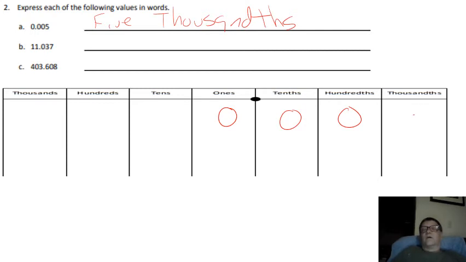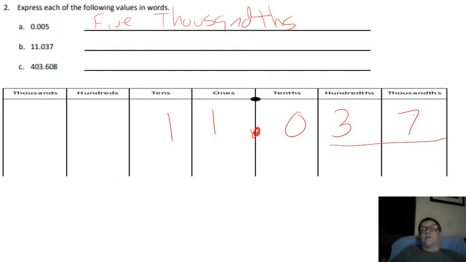Okay, let me clear our place value chart. Now the next one says 11 and. So I'm going to put this one in here. It's 11 and 037, and I can read that as 37 thousandths. So that's 11 and, for the decimal, 37 thousandths.